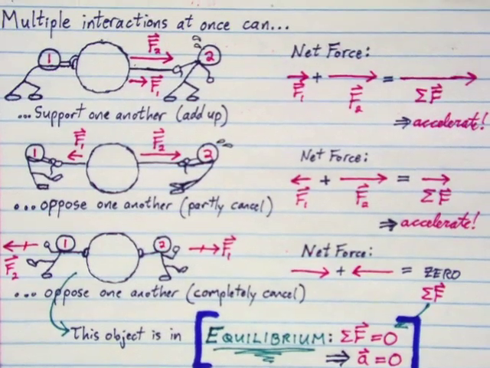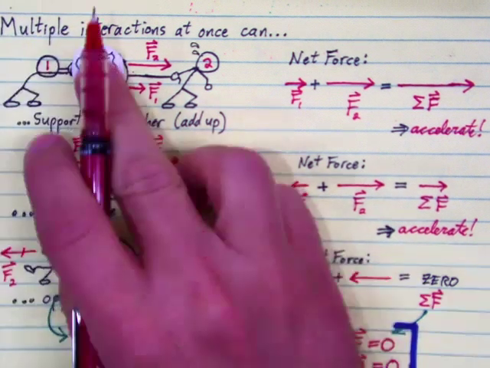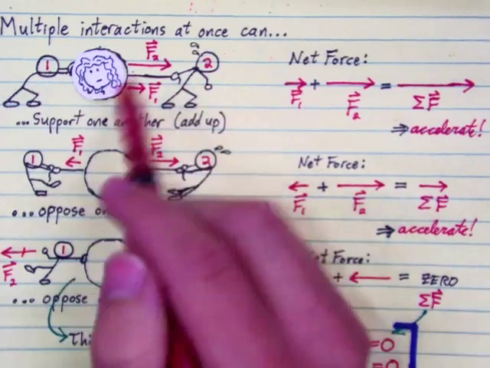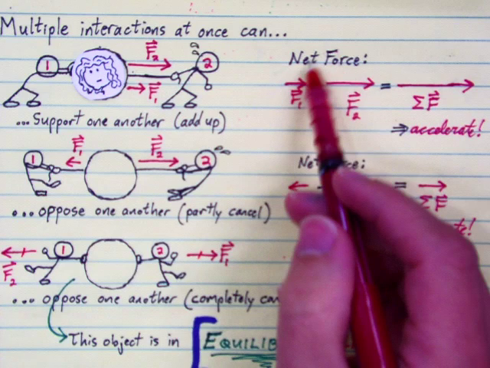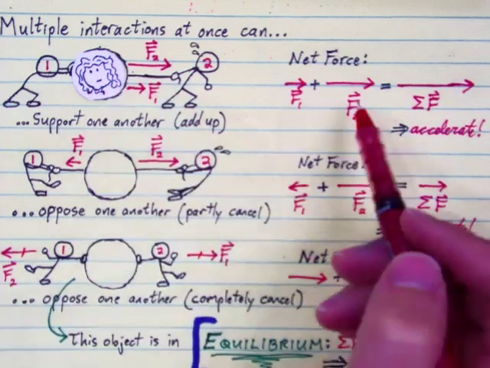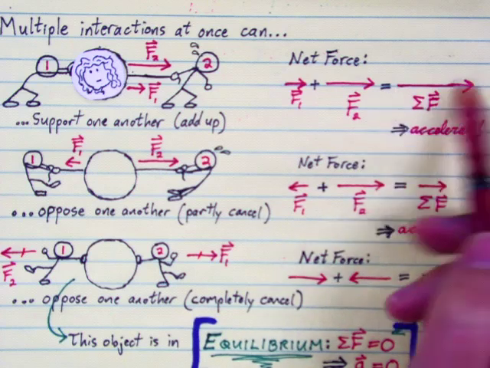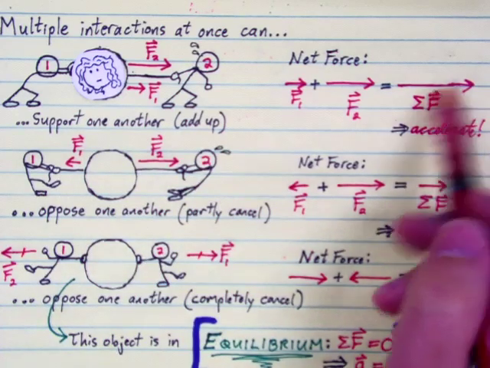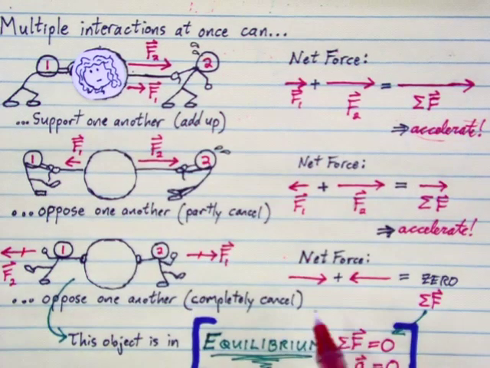So here's three examples of multiple interactions at once. Here, the first one, Newton is being pushed to the right and pulled to the right by these two other people. So he's interacting with these two people. These two forces here come in two different strengths, and we can add them up to get the net force. Force 1 from person 1 pushing, and force 2 from person 2 pulling, add to produce a greater overall net force to the right. So these forces are supporting one another, adding up. And that net force will, of course, cause Newton to accelerate to the right.